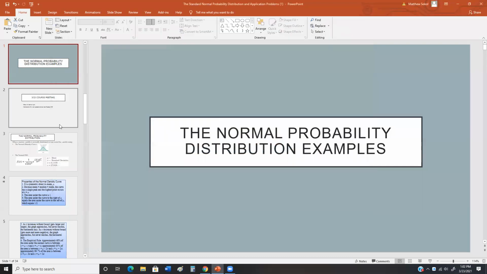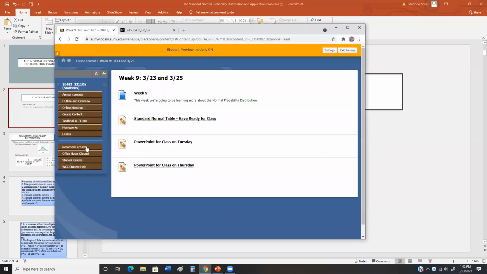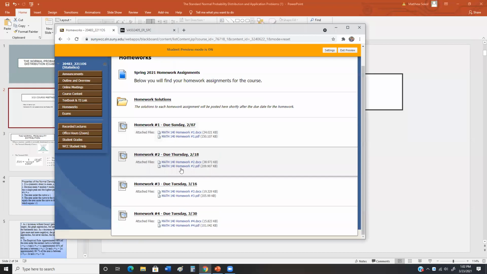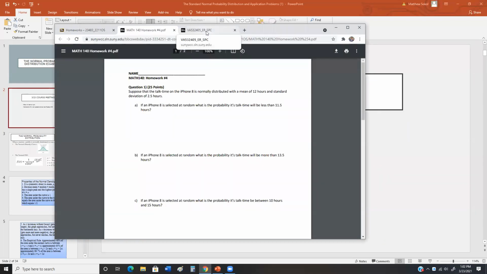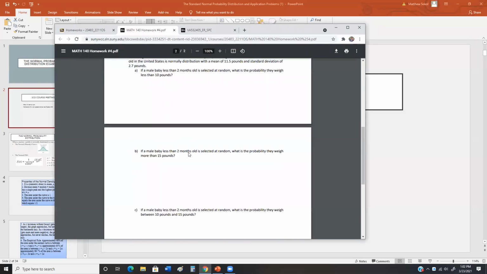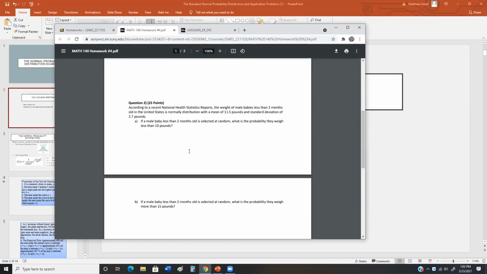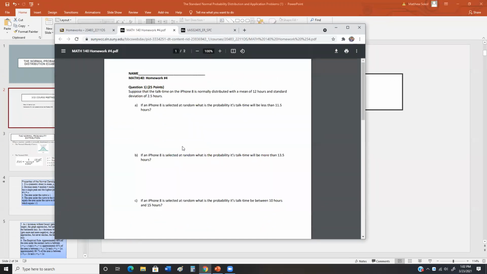The only other thing is homework number 4 is now posted. If you go under the homeworks tab here, here's homework number 4. This is due next Tuesday. You'll be able to do this after class today, but it's a very short homework, and I would hold off on doing it until Thursday.